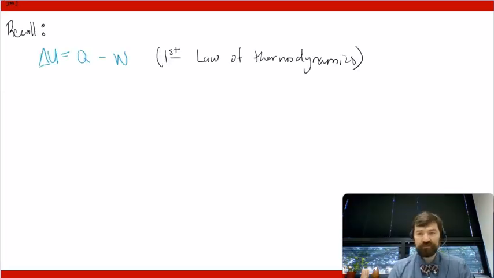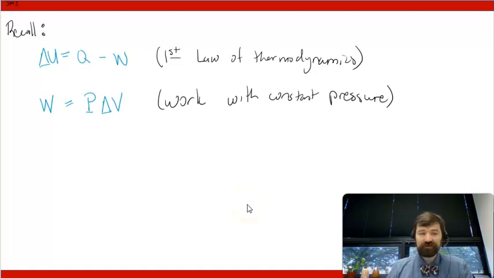You'll recall at this point that we have described work for a thermodynamic system via the first law and via gas expansion. So our first law says that the change in internal energy should be the heat added less the work done by your system. And then we also have that the work done by the system with a constant pressure process is P delta V. So this is work with constant pressure. This assumption of constant pressure, by the way, is one possible thermodynamic process. It's called isobaric, which we'll get into later.